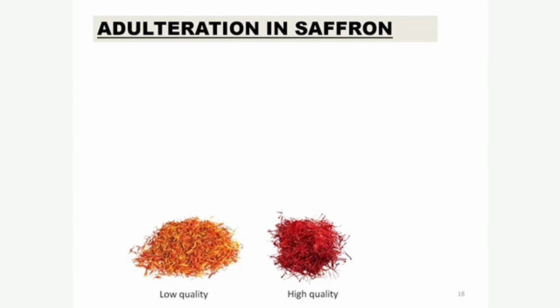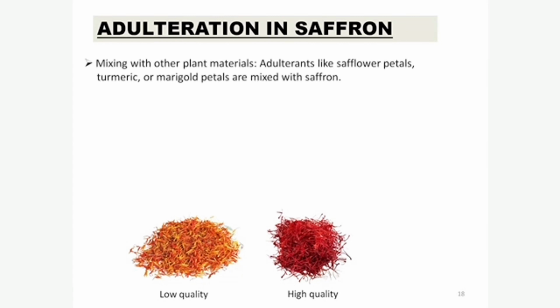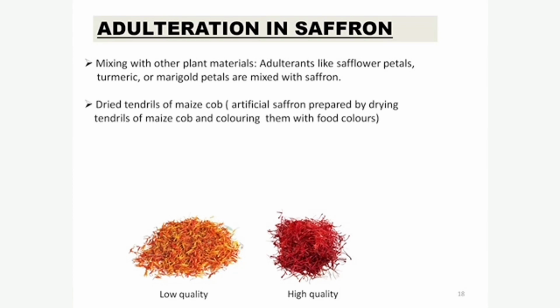consumer trust. Generally, saffron is adulterated by mixing with other plant materials such as safflower petals, turmeric, and marigold petals, which are mixed with the saffron. And sometimes the tendril of the maize cob is dried, and then artificial saffron is prepared from it.